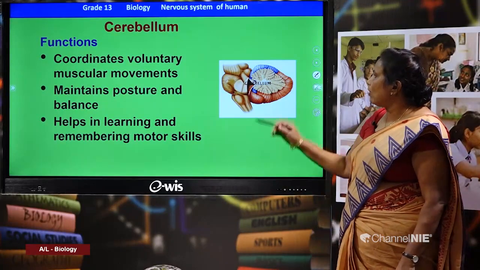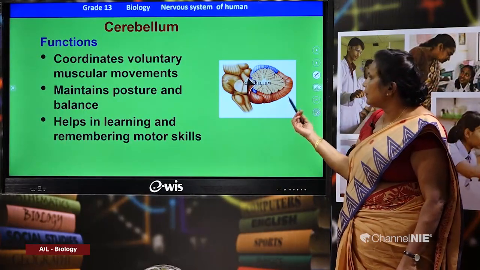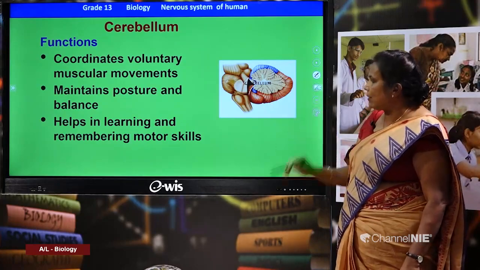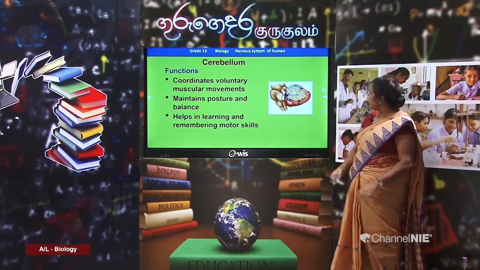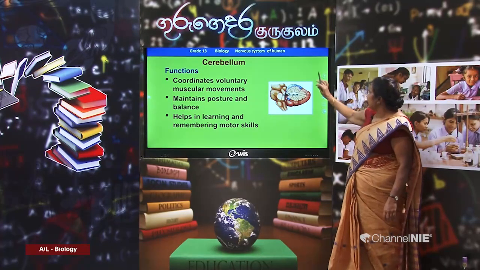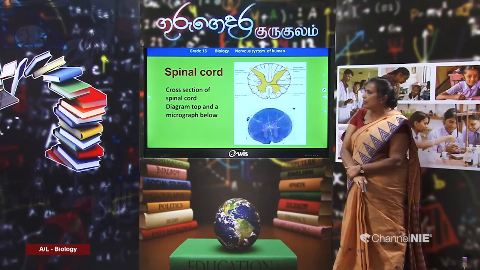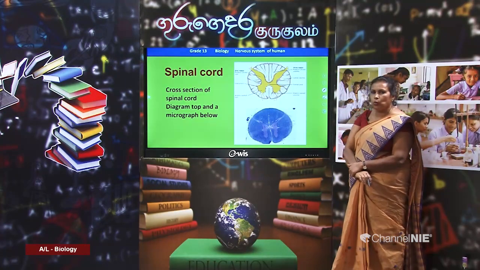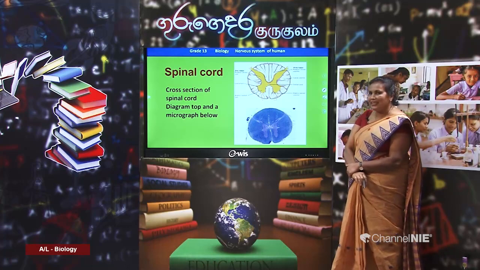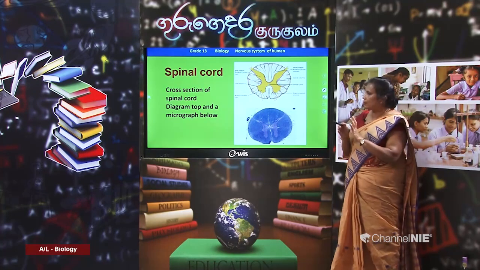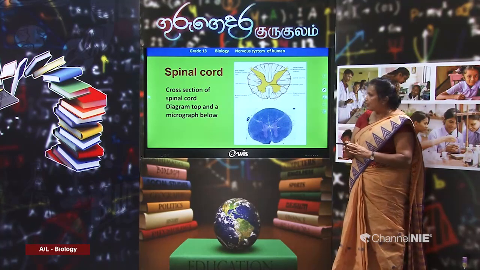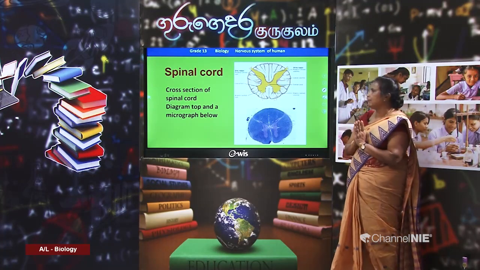Functions: coordinate voluntary muscle movements, maintain posture and balance, and help in learning and remembering motor skills. So, those are the functions of the cerebellum. Then we move to the spinal cord. That is the rest of the region of the central nervous system.